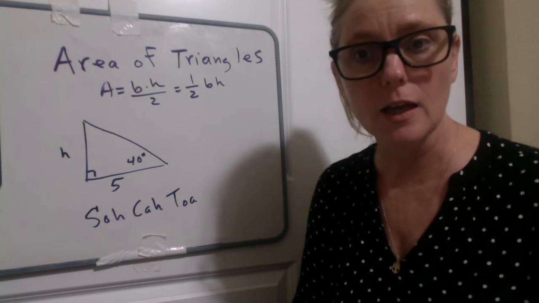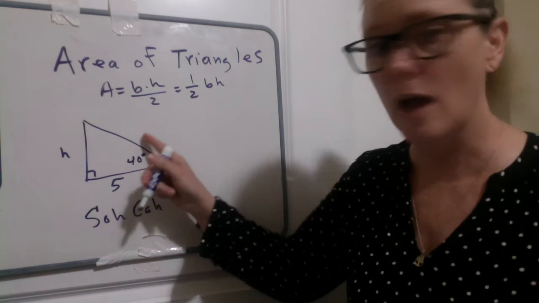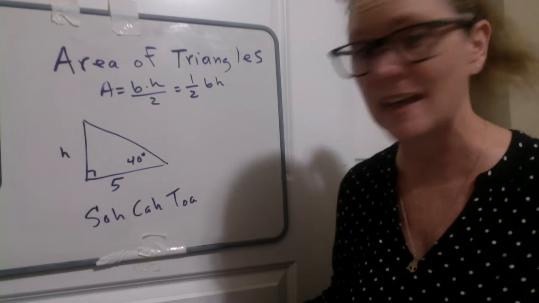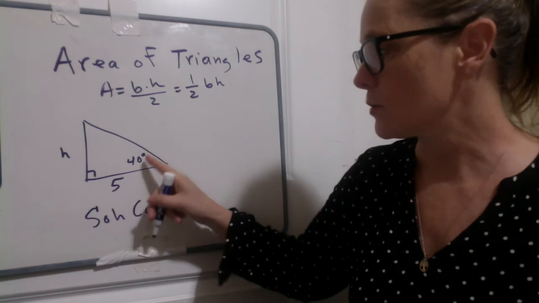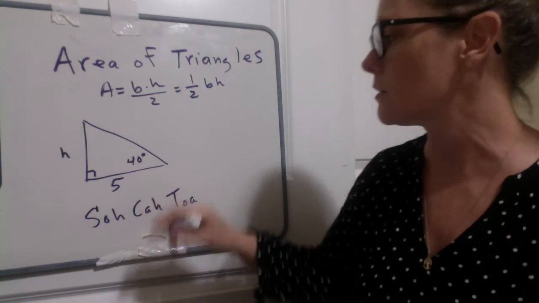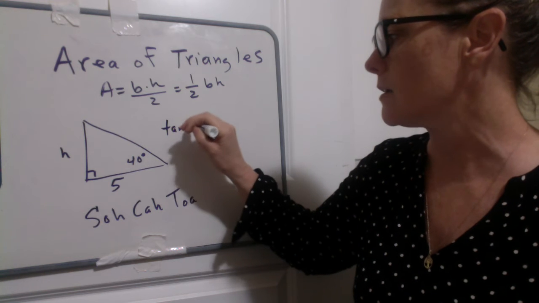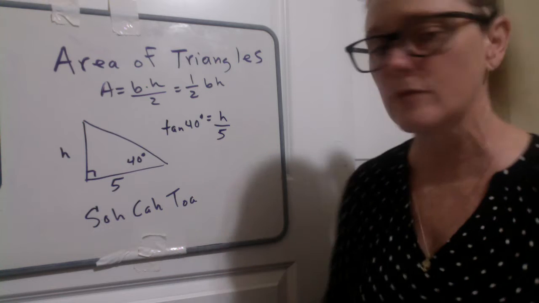And I'm noticing again, how do I know which one to use? I don't have the hypotenuse, so I can't use sine or cosine. So I'm going to use tangent. So tan 40, I'm going to look across. This is opposite. This is adjacent. So I'm going to write tan 40 degrees equals h over 5.